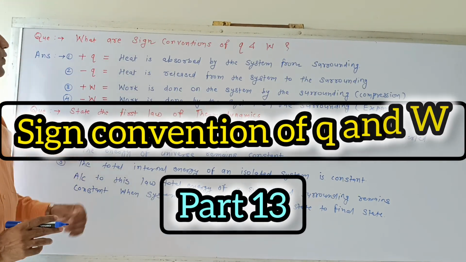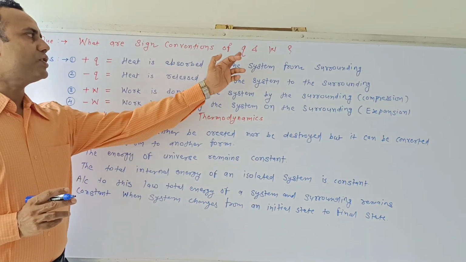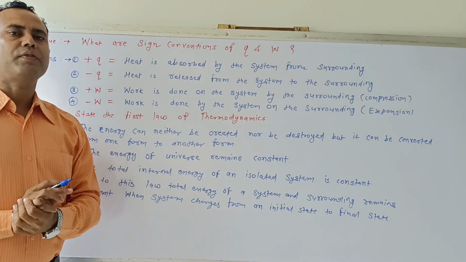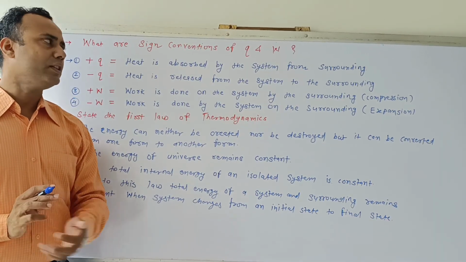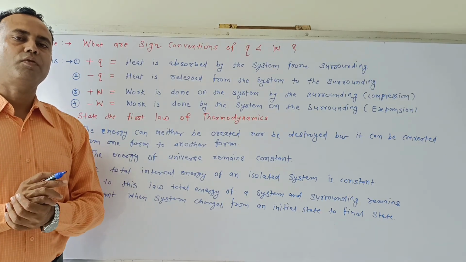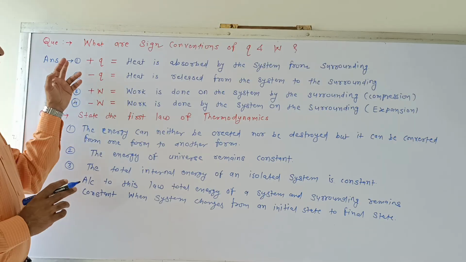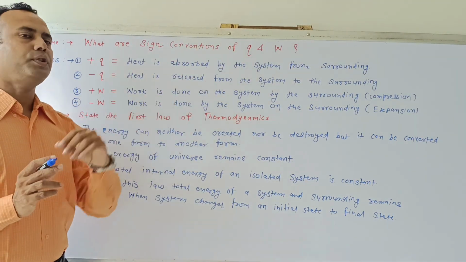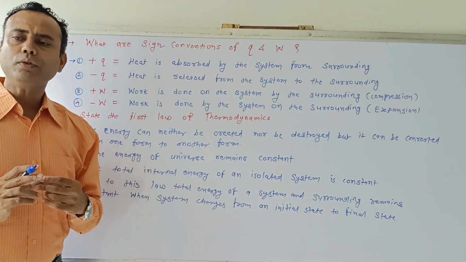So students, now we are going to discuss the next question. What are sign conventions for Q and W? We have derived the derivation for work done. In that we are getting the W. W means work done. What is the sign convention for W? And what is the sign convention for Q? Q means amount of heat absorbed. So there are four conventions. Two for Q, positive Q and negative Q, and positive W and negative W.